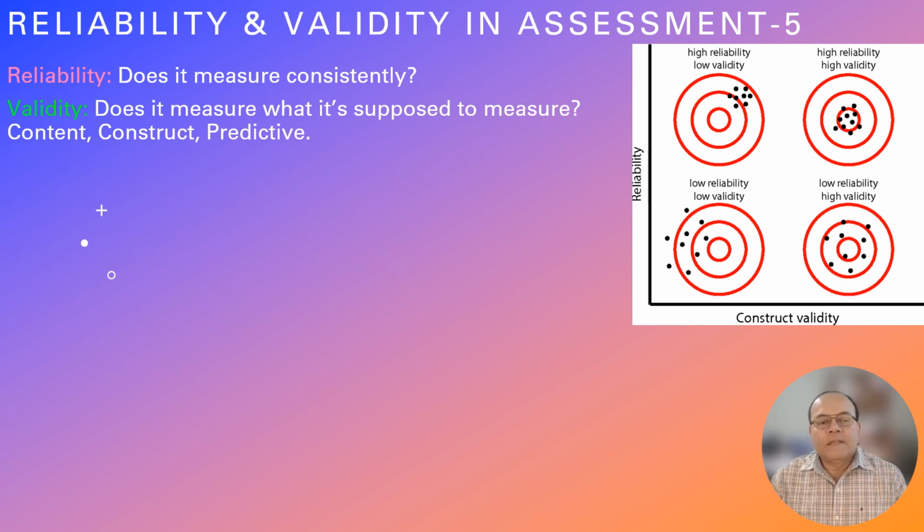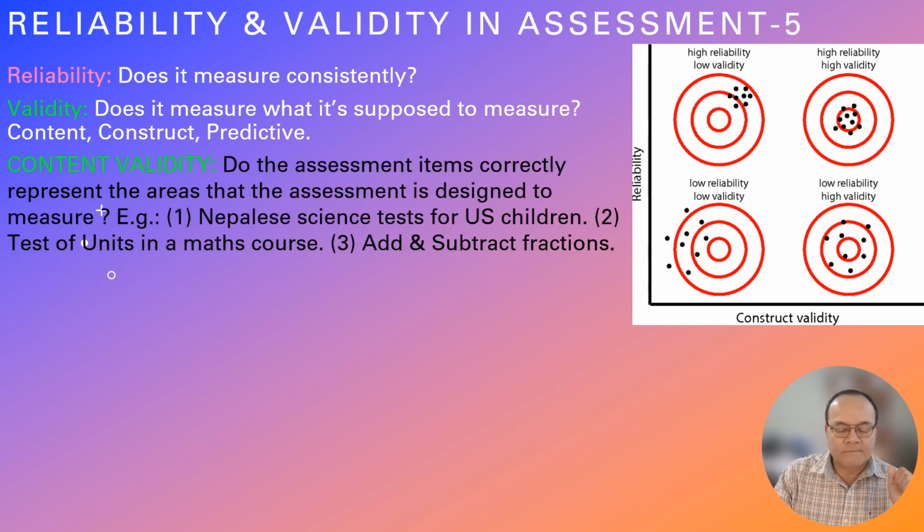Validity. Does it measure what it's supposed to measure? So validity again is three types: content, construct, and predictive. Now what is content validity? Do the assessment items correctly represent the areas that the assessment is designed to measure?